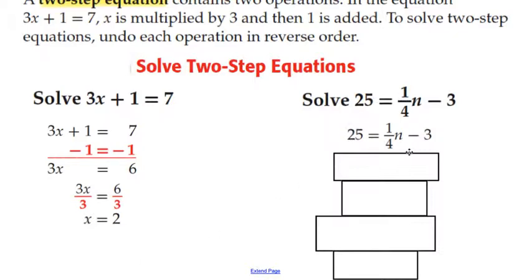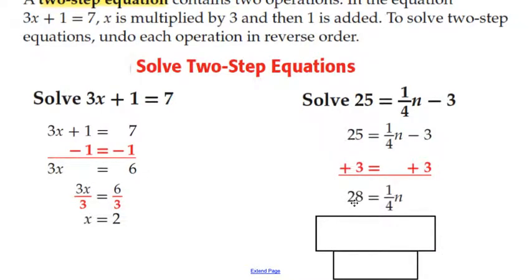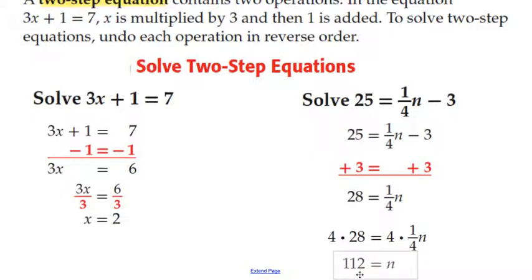Here's another example on the right-hand side. Remember, get the constants first. 3 is being subtracted, so we're going to add 3. It drops out on the right, and we get 28 is equal to 1/4 n. Now the opposite of multiplying by a fourth is multiplying by the reciprocal, which is 4/1. So we have to do that on both sides, and when we multiply by 4, we get n is equal to 112.